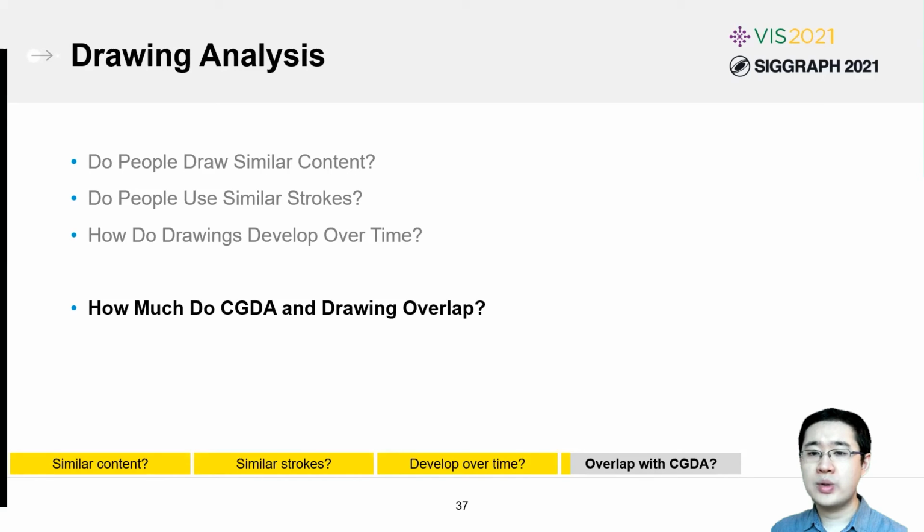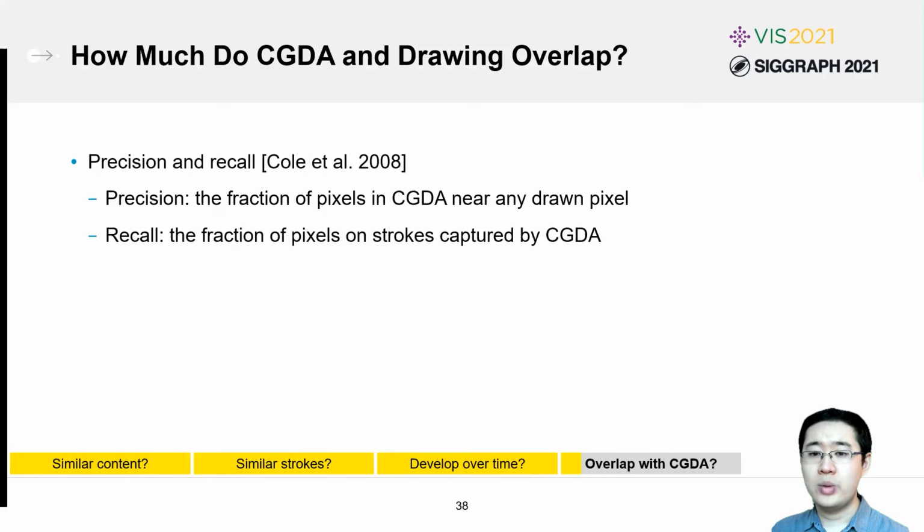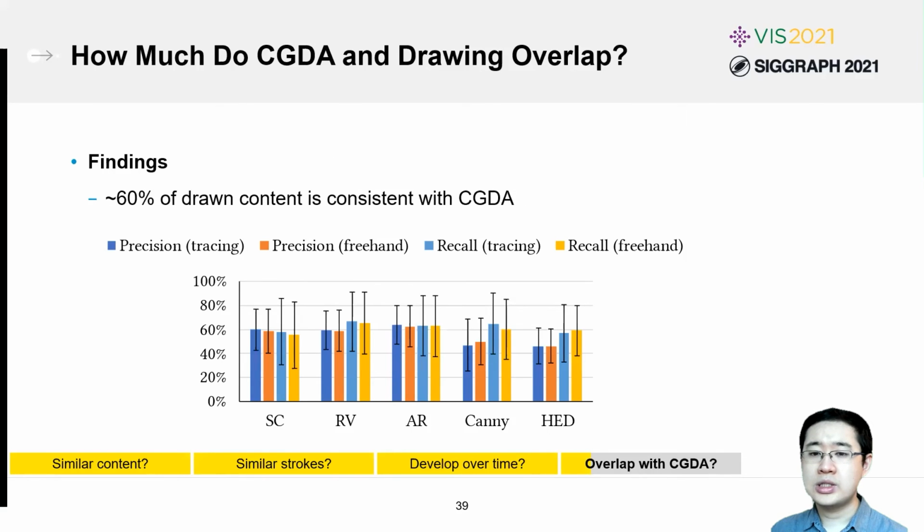We now revisit current CGDA methods and evaluate their output using our data to see how similar drawing content is to computer-generated output. We begin with a pixel-wise comparison between rasterized drawings and CGDA results. We computed precision as a fraction of CGDA pixels near any drawn pixel and computed recall the other way around. We considered 5 widely used CGDA algorithms and found about 60% of drawn content is consistent with computer-generated output.